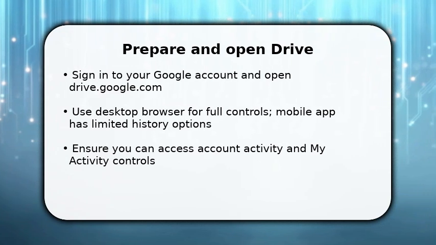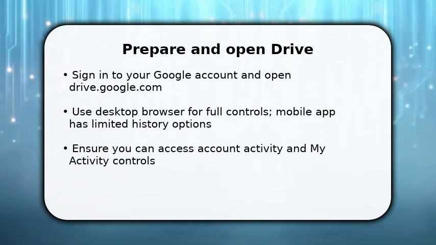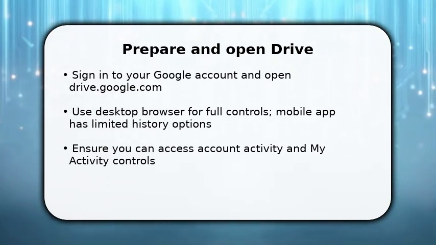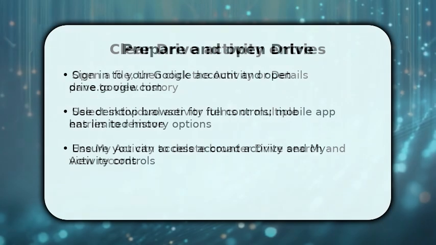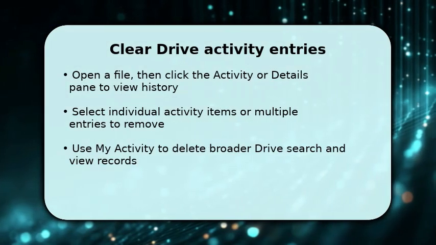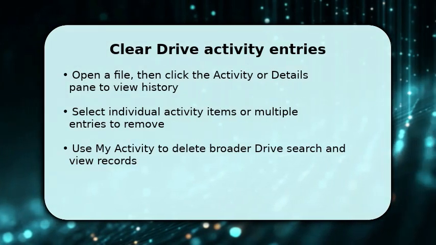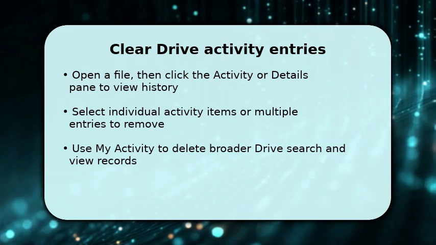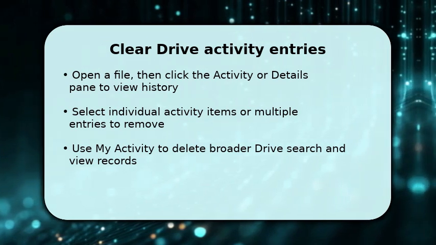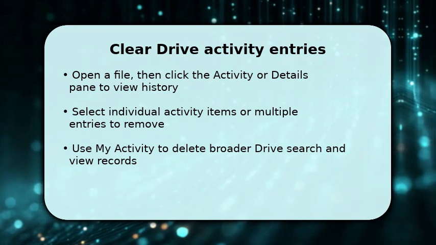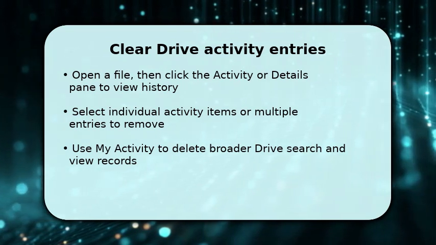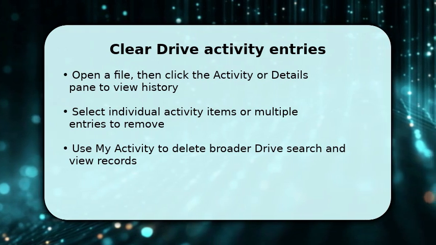Make sure syncing is paused if you plan to delete local traces, because changes can immediately reappear if sync runs. You now clear specific activity. Open a file and click the Details or Activity pane to reveal recent actions. Select an entry or use Shift/Control to choose multiple items, then remove them. This deletes visibility from the Activity pane.